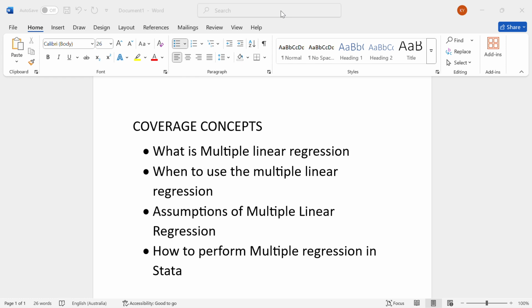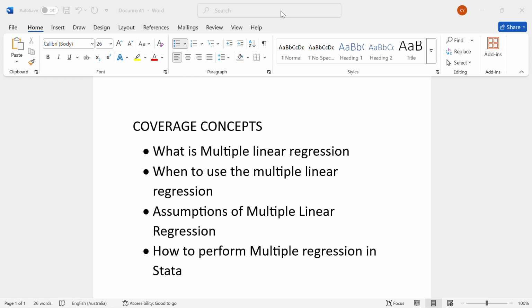Coming to our first subsection, what is the meaning of multiple linear regression? Multiple linear regression is a regression model that estimates the relationship between a quantitative dependent variable and two or more independent variables using a straight line. That is multiple linear regression.